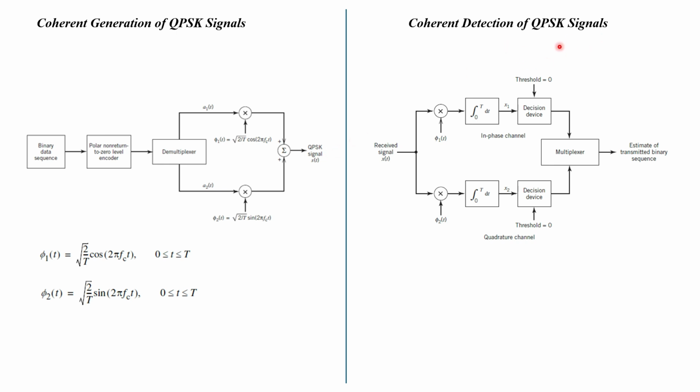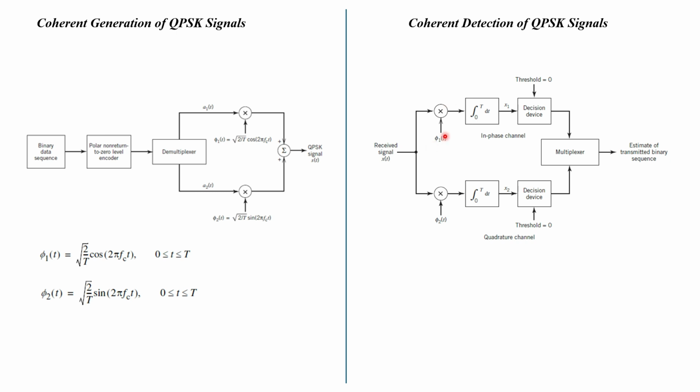In coherent detection of QPSK, the received signal x of t is multiplied with the known carrier functions, this is cos and this is sine. There is one phase shifter here in order to get the sine signal from the cosine signal.